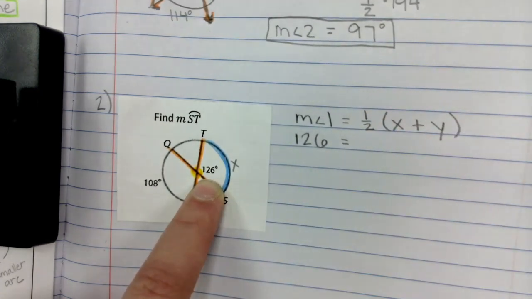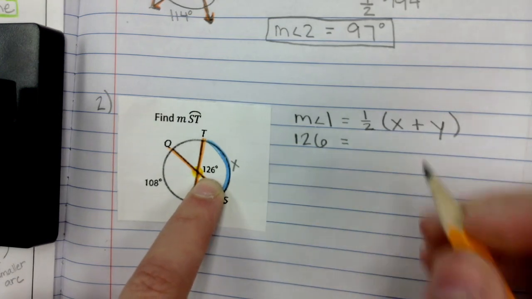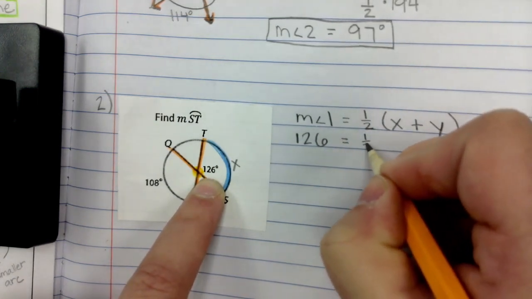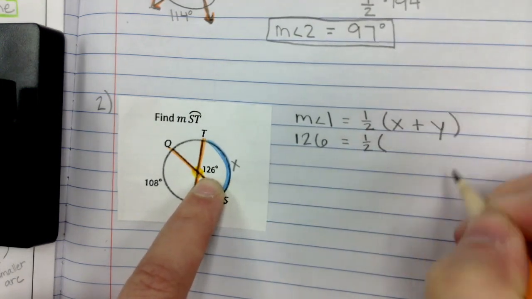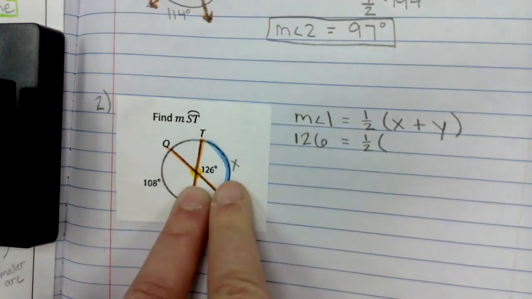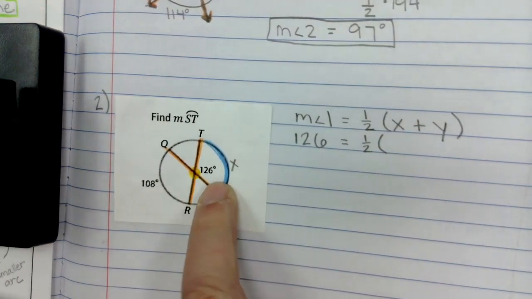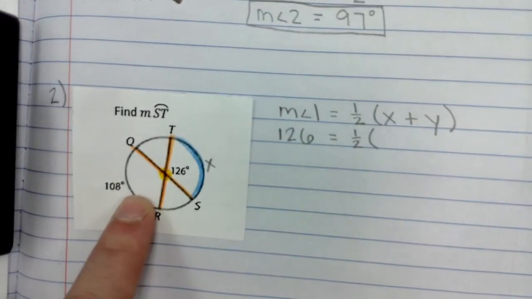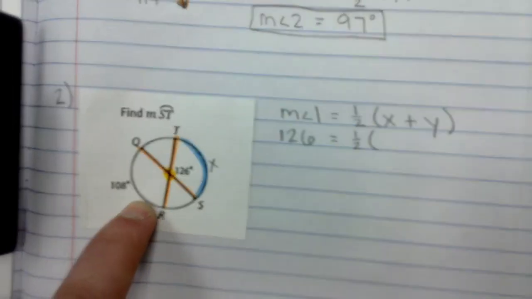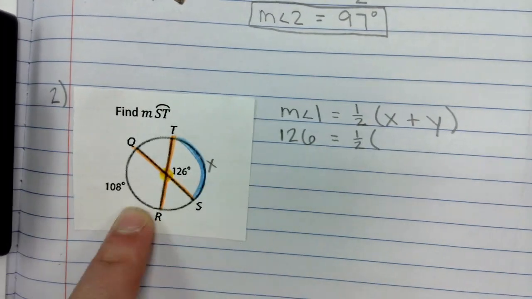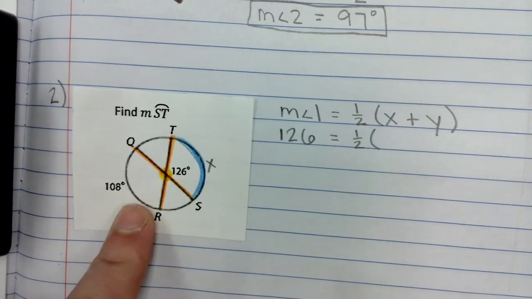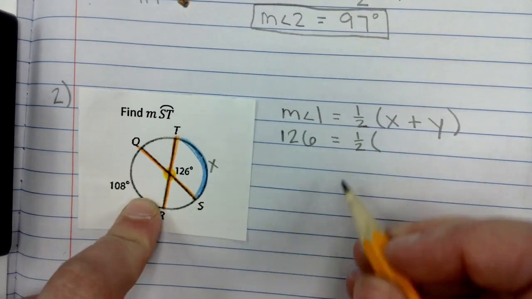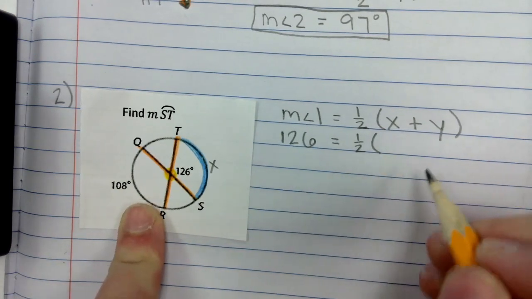1/2. Now, according to that angle, we need to use the 2 arcs across from it. What's one of the arcs across from 126? The 108, and then the other one is x. And we can put those in any order we want in this one because it's adding. So do you guys want to say 108 plus x or x plus 108? Your choice.